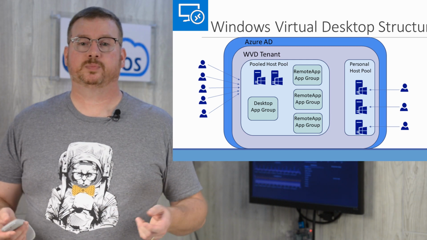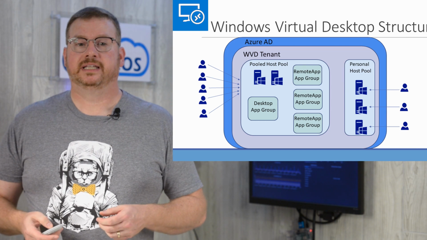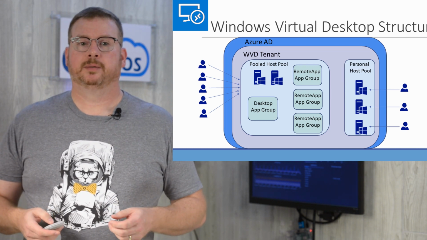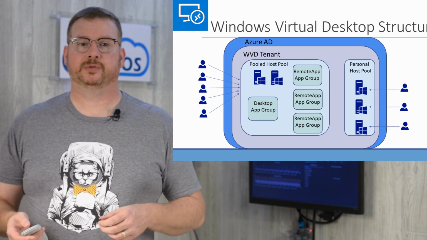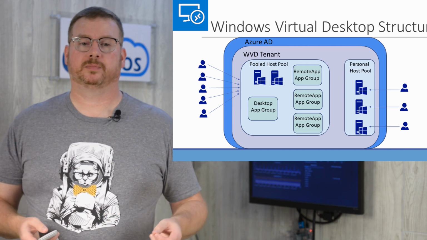In the tenant are host pools. This is the pool of VMs that host user sessions. These can be either personal or pooled. Personal has a one-to-one mapping between users and hosts. This is required for Windows 7 and Windows 10 without multiple users.